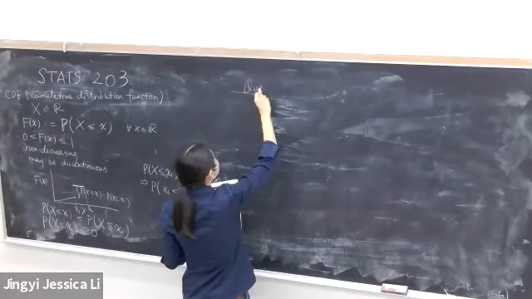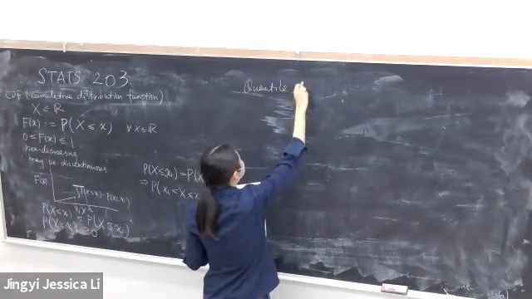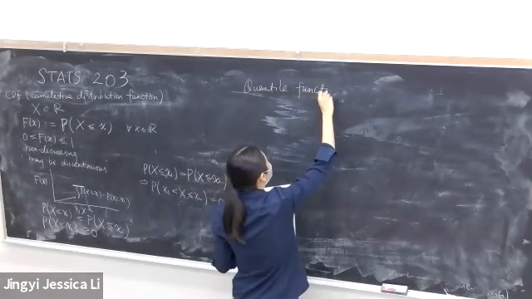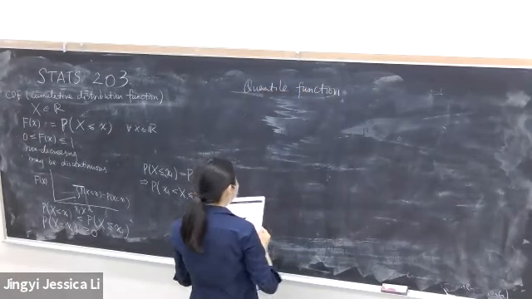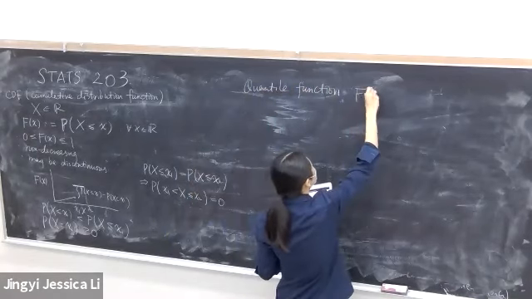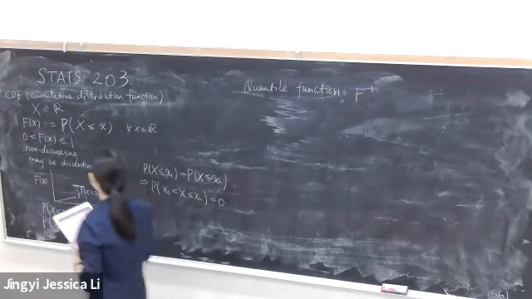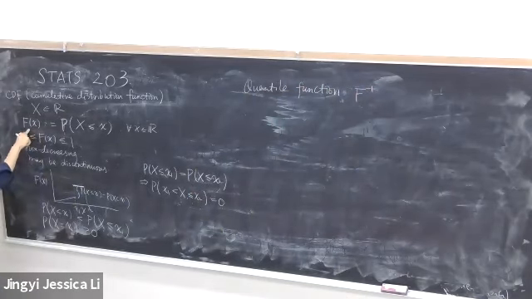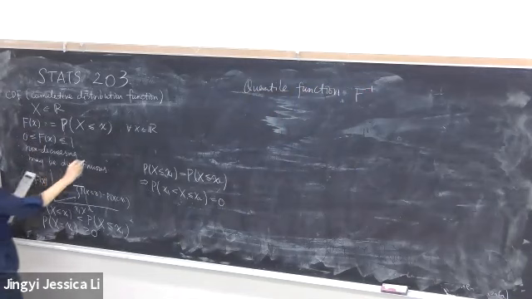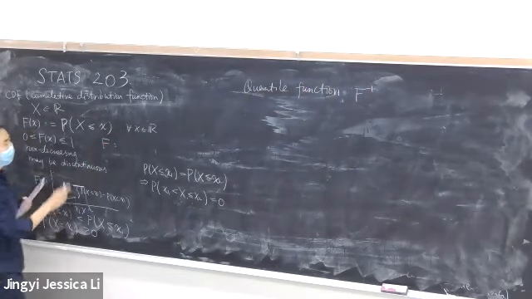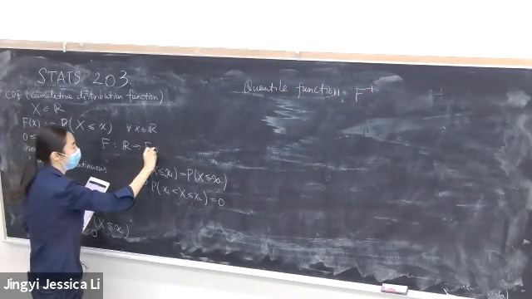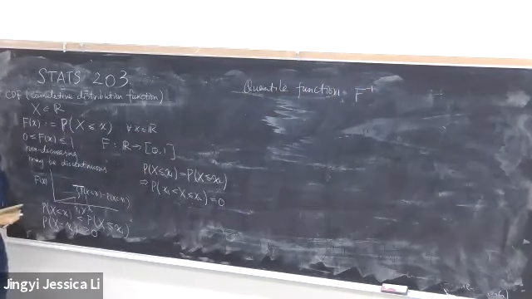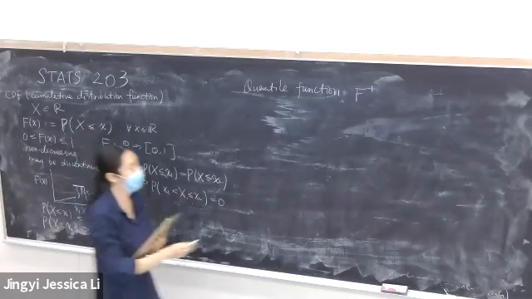So I have the quantile function, and that is defined as F inverse. If we think about this F as a map, what does it map to? It maps from the real line to the interval 0 to 1. So its inverse will map from 0, 1 back to the real line.